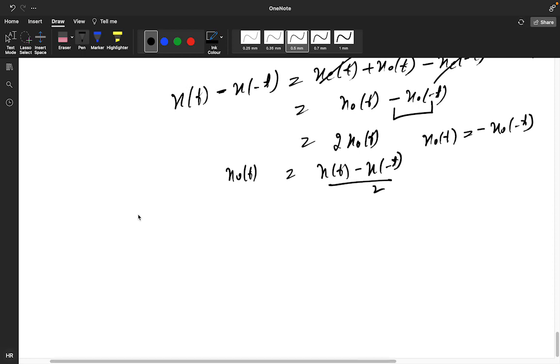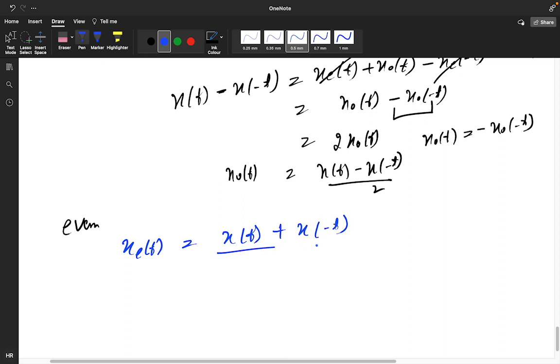If you have an even signal and an odd signal, what is the formula of an even signal? If you have any signal and you want to find the even signal, what will you do? X even signal is nothing but x of t plus x of minus t divided by 2.